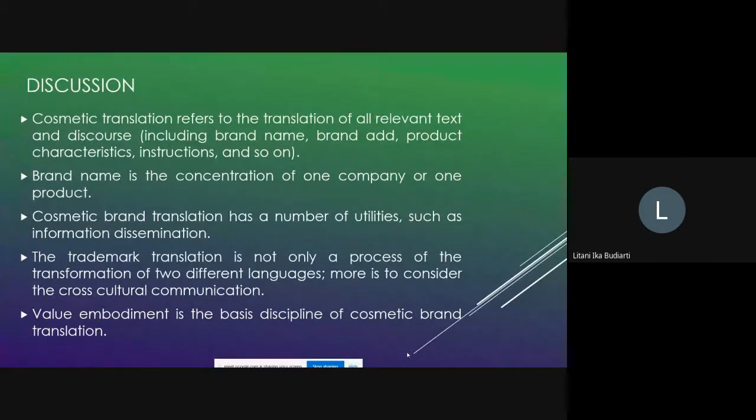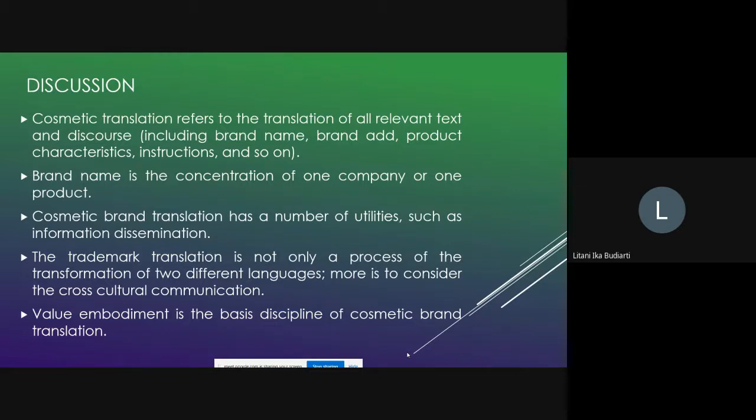And this is the discussion. Cosmetic translation refers to the translation of all relevant text and discourse, including brand name, brand ad, brand characteristics, instruction, and so on. So as I have said before, they also look at the history of the product, all of them, the ad, the product characteristic, the instruction. And then brand name is the concentration of one company or one product. And cosmetic brand translation has a number of utilities such as information dissemination. It's like what the women feel after they use the product, maybe.